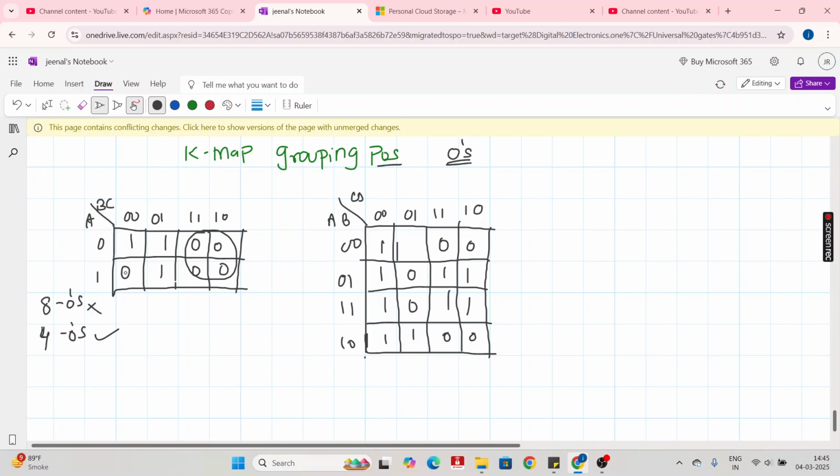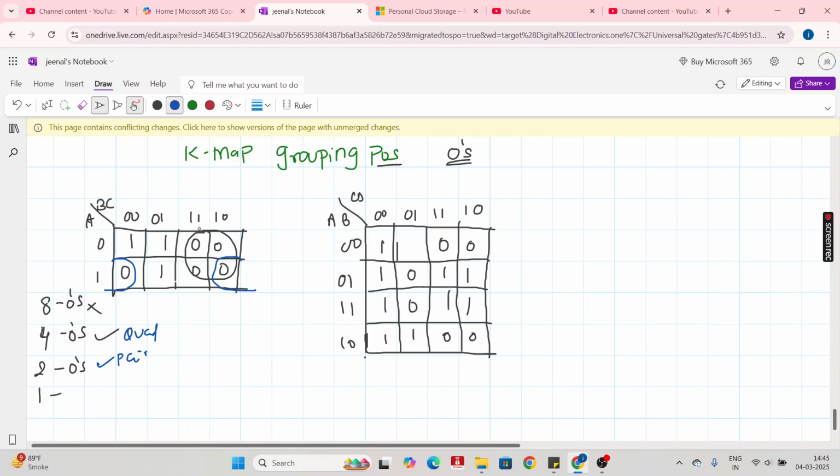This is called a quad since it has 4 zeros. But see, this 0 is remaining. We cannot leave any 0 separately. We have to include it in a group. After 4, we should check whether there is a chance of 2. And if not, then finally a single grouping is allowed. Since this 0 can be grouped with this 0 here, I can group a 0 here and a 0 here. 2 zeros in the same group, so one more pair is possible. Since there are 2 zeros, this is called a pair. So this is your quad and this is your pair.